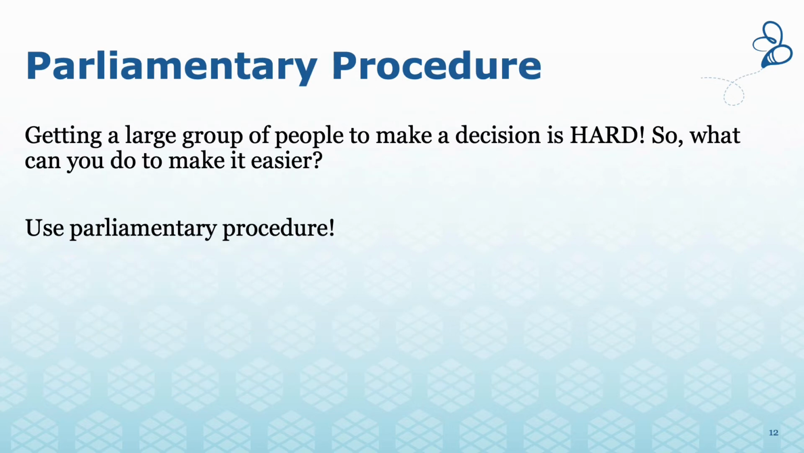So getting a large group of people together, like at your chapter meetings, to make decisions is really, really hard. So what can you do to make it easier? Use parliamentary procedure. We know that many of our chapters don't use an official version of parliamentary procedure, and that is fine. However, we do feel it's really important that meetings have structure, and we recommend using Robert's Rules. So we're going to talk about how you can modify Robert's Rules for your meetings.